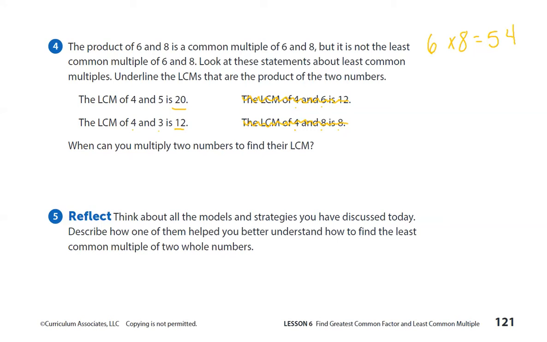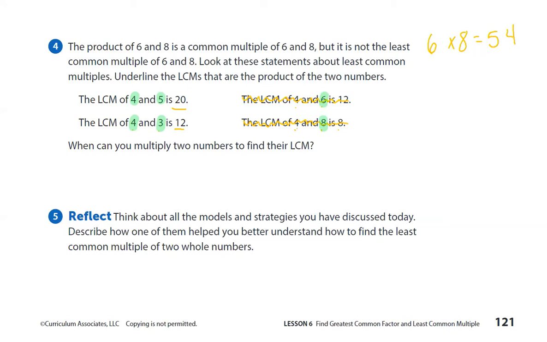When can you multiply two numbers to find the least common multiple? So what do these have in common? They're not all even. They're not all odd. They're all small. 8's pretty small. 6 is pretty small. What factors do they share?